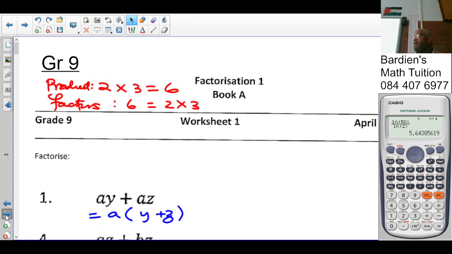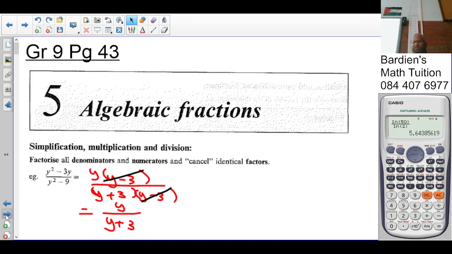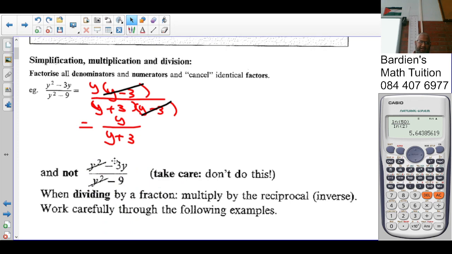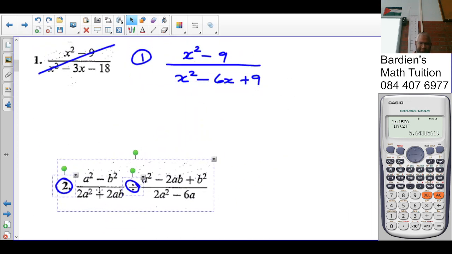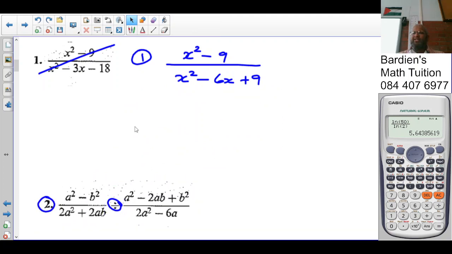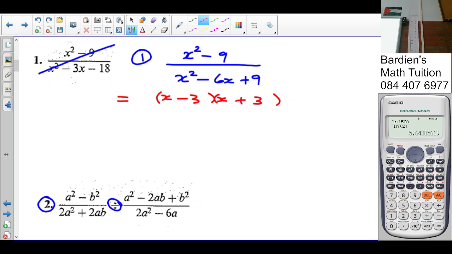But now we're busy with algebraic fractions. Not so? Yesterday I gave you two sums to do for homework. What's going to happen here? Factorize in the numerator, difference of two squares. Not so? What do we get? x.